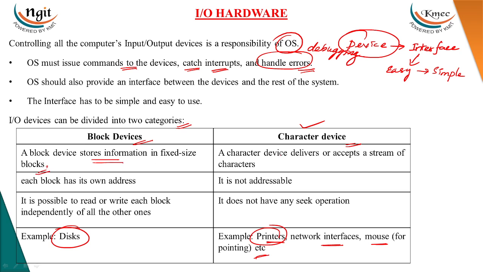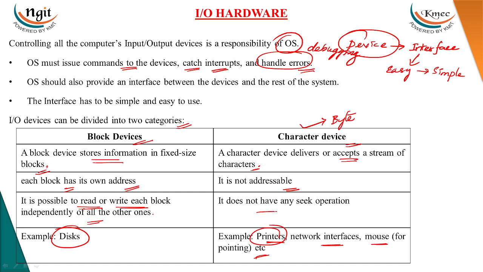A character device delivers and accepts a stream of characters, and each character is the size of a byte. In the magnetic disk, as we already discussed, each block has its own address. A character device is not addressable. It is possible to read or write each block independently of all other blocks.